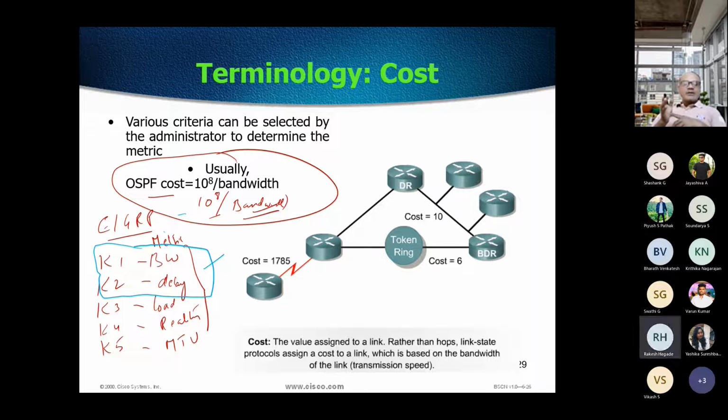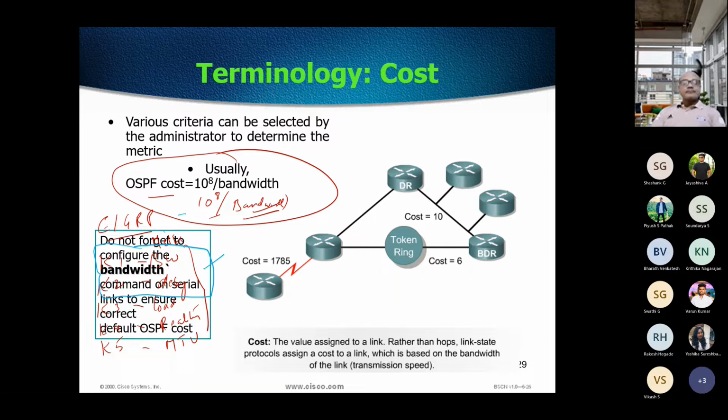In OSPF, guys, this is very, very important. OSPF cost is usually calculated as 10 to the power of 8 divided by bandwidth. The bandwidth depends upon what kind of connectivity you are using, your communication media. Maybe you are using a CAT cable, an optical fiber cable, a serial cable, or a coaxial cable, depending upon that.